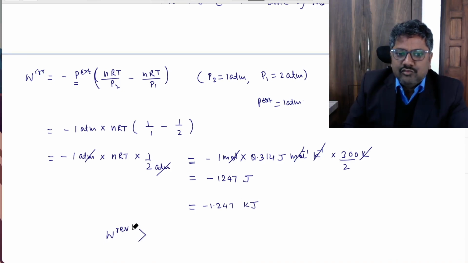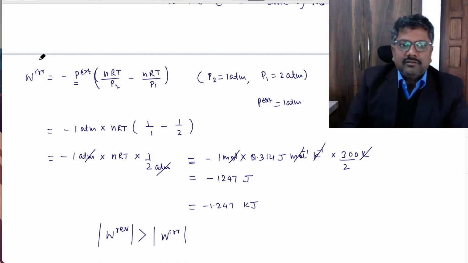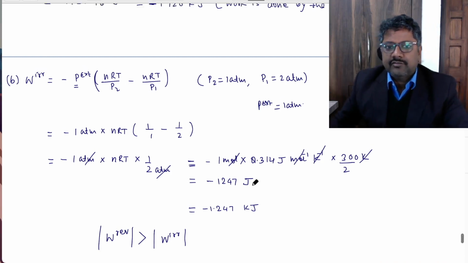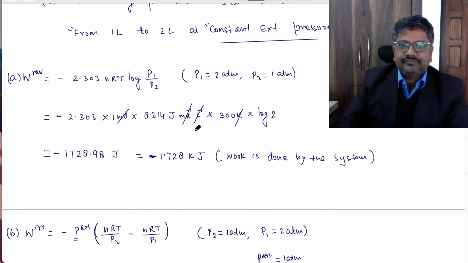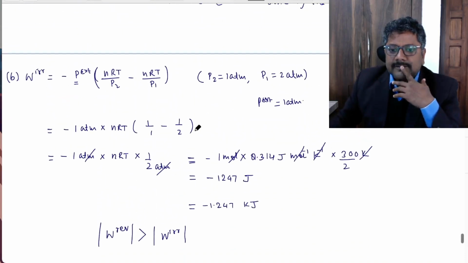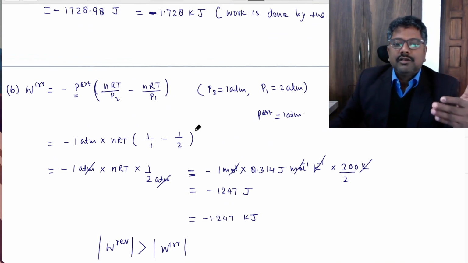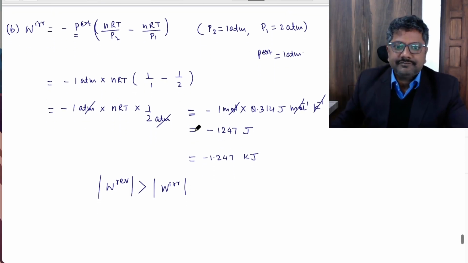So from this you can clearly say W reversible is more than W irreversible, right? In this way, with the help of the formula, you can also prove that in the case of a reversible process, the magnitude of work is more compared to the irreversible process, right?